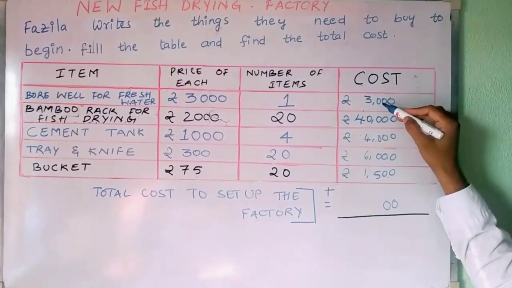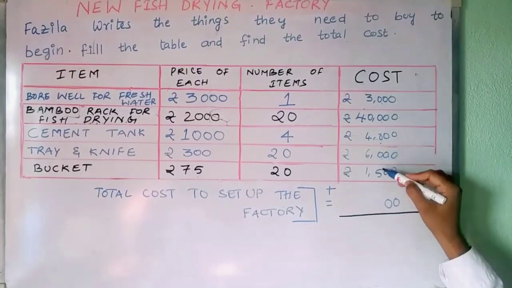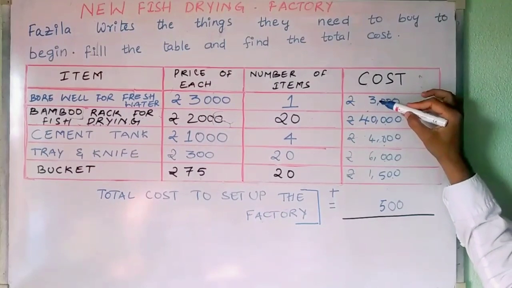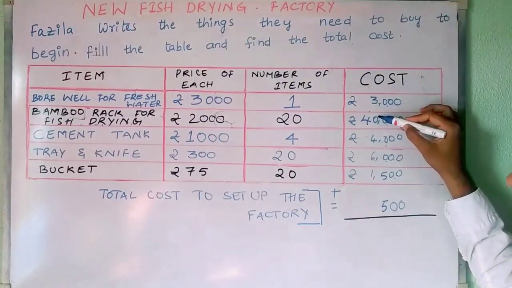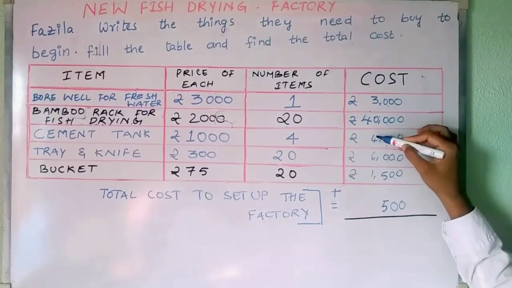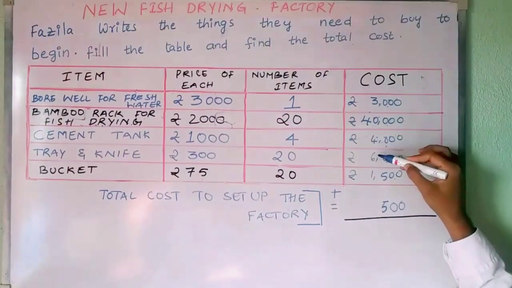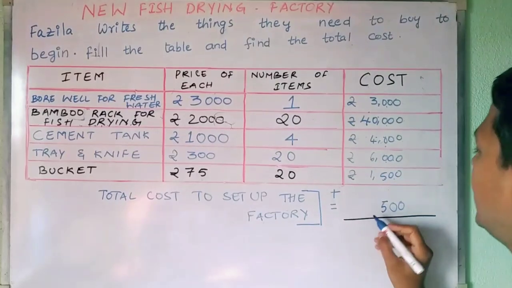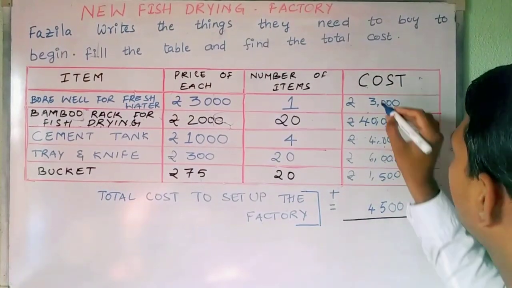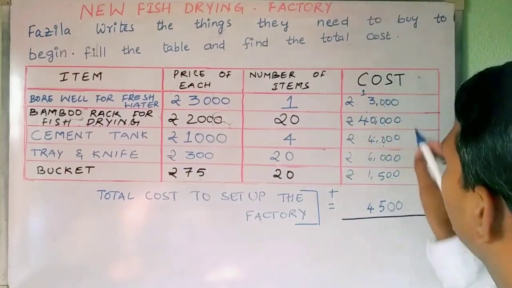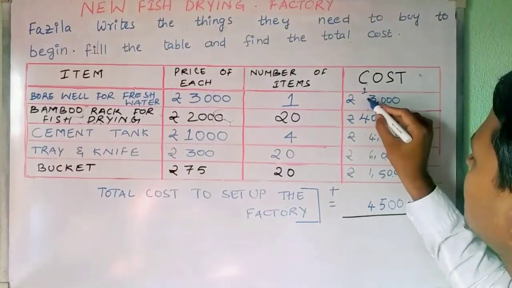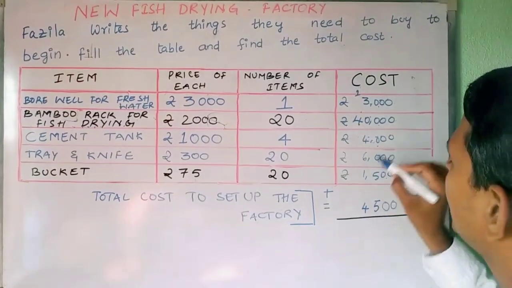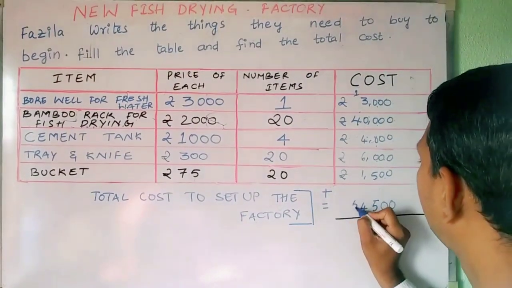Now in the hundreds place, 0 0 0 0 and 5. So 5 plus all zeros is 5. Now in the thousands place, 3 plus 0 is 3. And 3 plus 4 is 7. 7 plus 6 is 13. 13 plus 1 is 14. So 4 here and 1 on the top. Now in the 10,000s place, nothing is here. Here 4 is there. 4 plus 1 is 5.